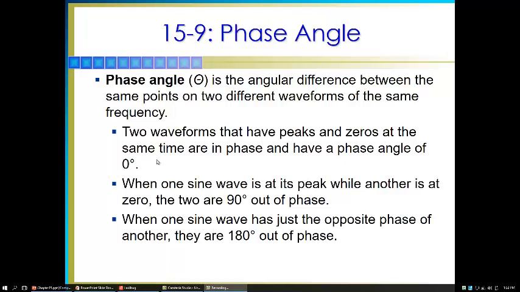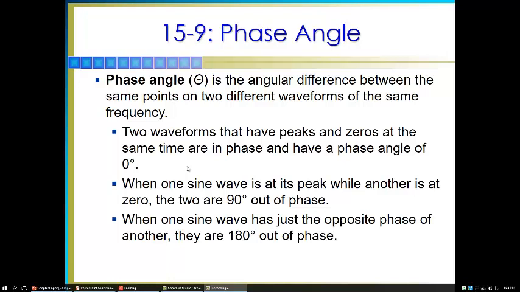When one of the waves is at its peak value or the maximum value, and the other one at the same time is at the zero value, they're said to be 90 degrees out of phase. So when they're in phase, remember, they go through zero and their maximum values at the same time. But when one goes to the maximum value while the other one is at zero, then they are 90 degrees out of phase.